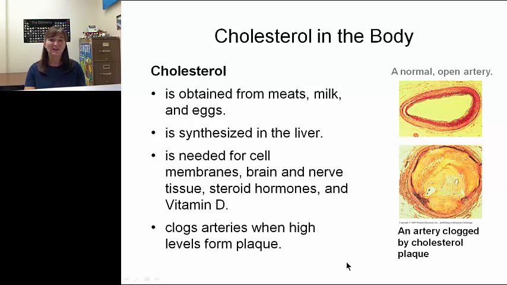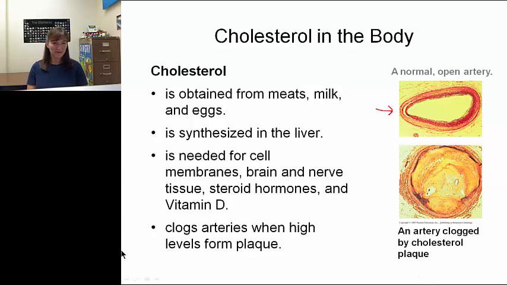Cholesterol is known for clogging arteries when you get high levels, which will form the plaque. So this is really tied to the LDL levels. Levels of cholesterol are known for clogging the arteries. Over here we have a picture. Kind of cool. This first one here is a normal open artery, so you can see it's all open. But here we have an artery that's clogged with cholesterol plaque.